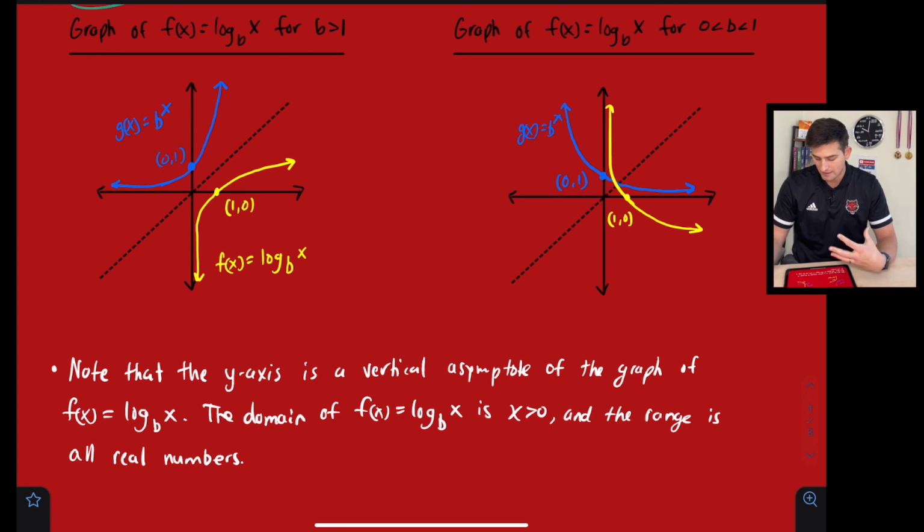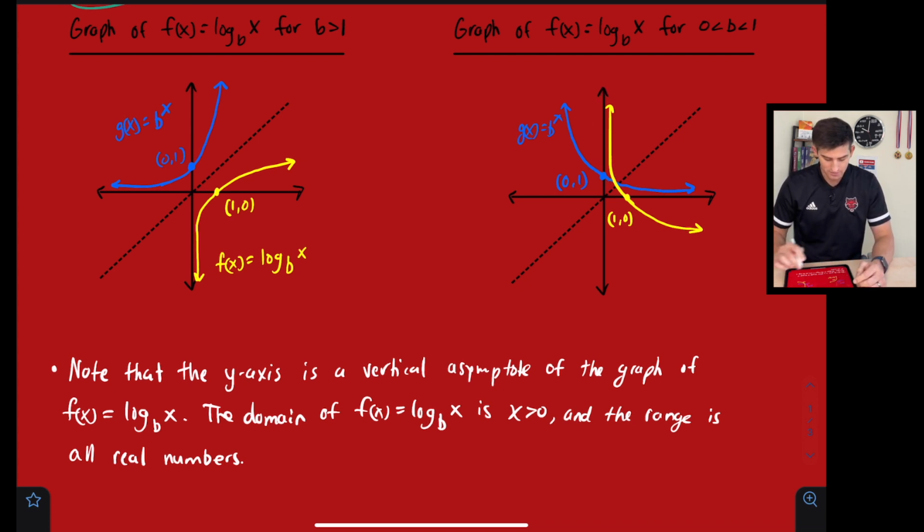Now over here, back on the right side of the screen, we have whenever b is a fraction. It's still an inverse, so we reflect over y equals x, but now our graph is going to approach positive infinity in terms of the range as we approach the y-axis.